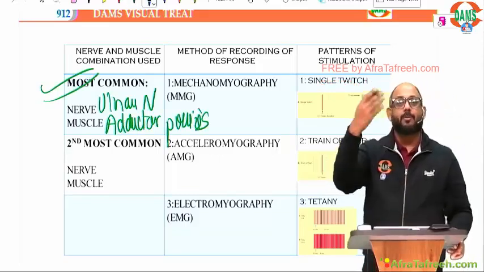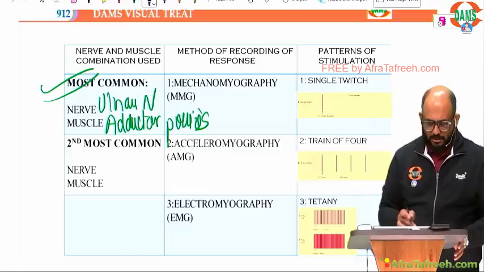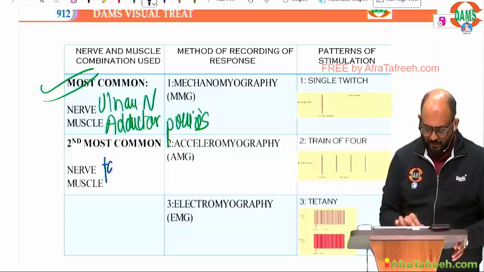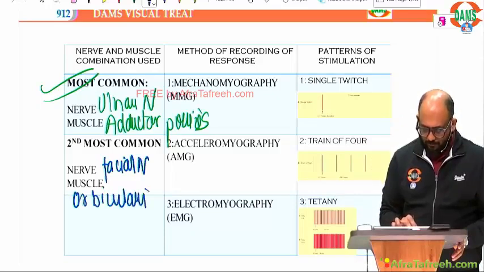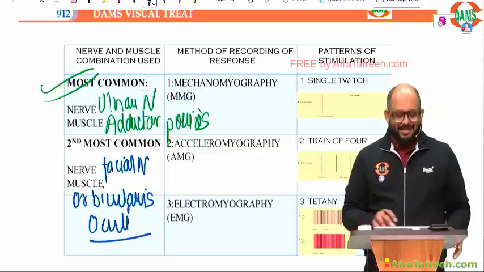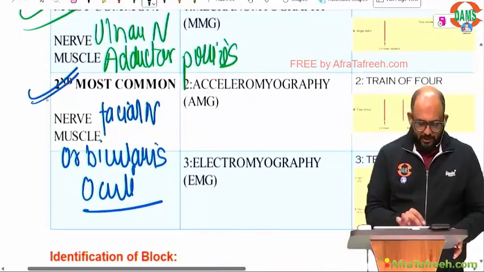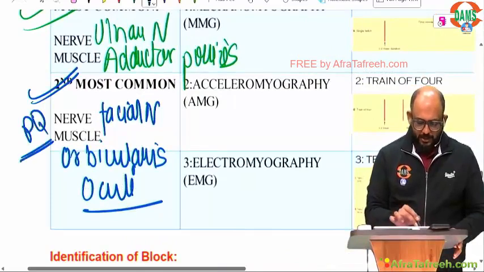What has not been asked and can be asked is the second most common nerve, which is the facial nerve, and the muscle is orbicularis oculi. This has never been asked, so this is a potential question.